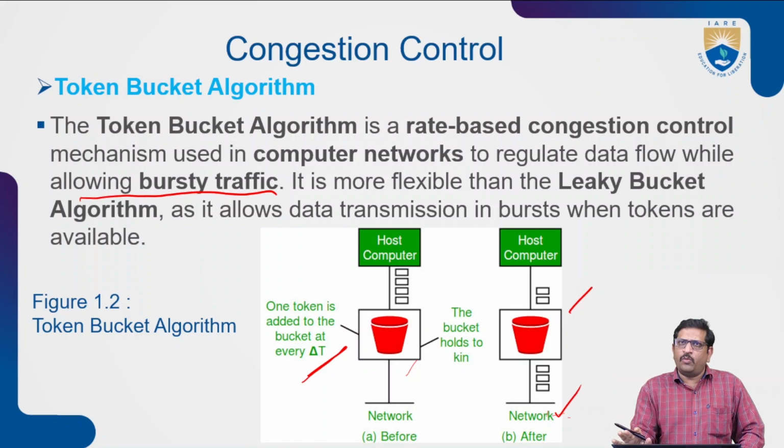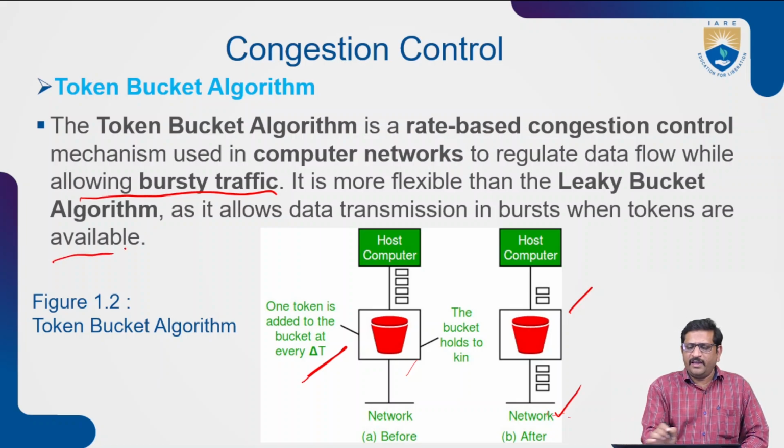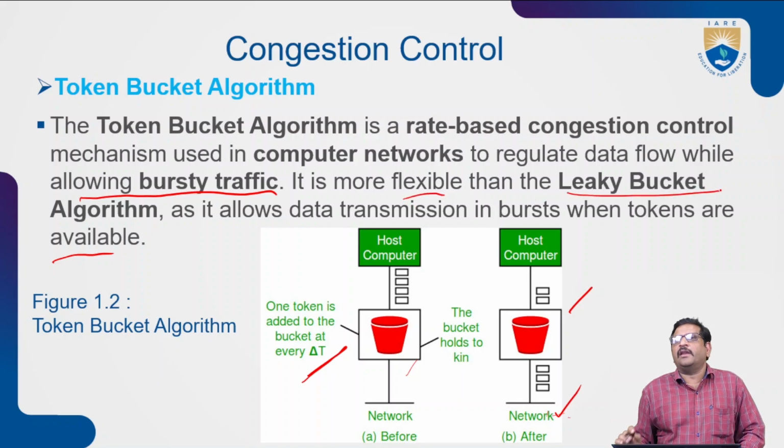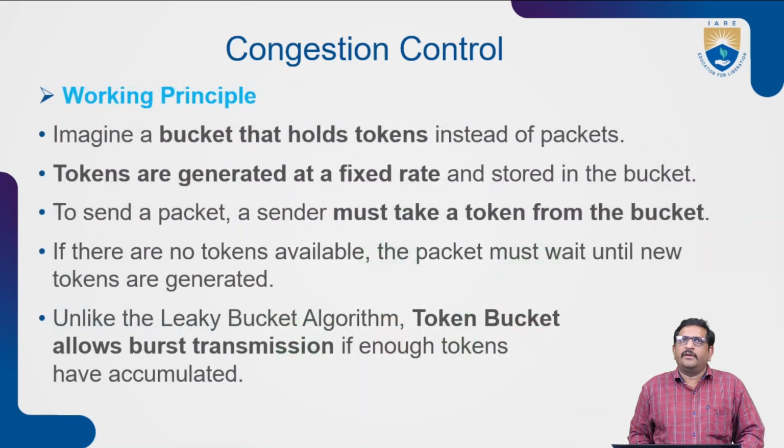Flexible rate. Here it is more flexible than the leaky bucket algorithm. It allows data transmission in a burst when tokens are available. That's why it's more flexible compared with the leaky bucket algorithm. It is a rate-based congestion control algorithm. Fixed data rate: the data packets can be transferred at a fixed data rate.